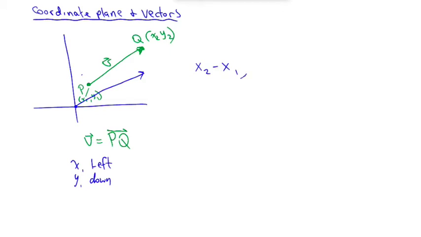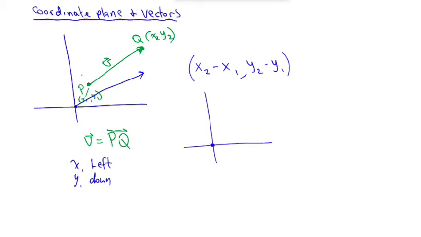Same thing as before: y2 minus y1. So this becomes the coordinate for Q that has been transferred, so that PQ is now starting at the origin and ending at some other coordinate. Okay, so let me draw that picture.